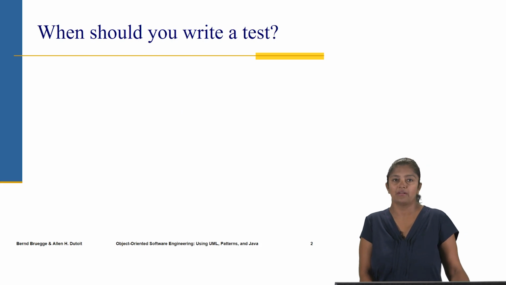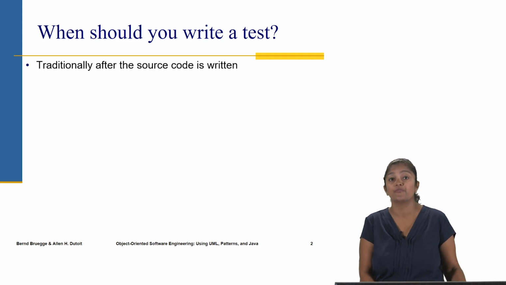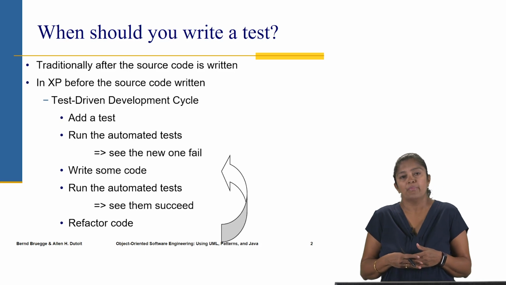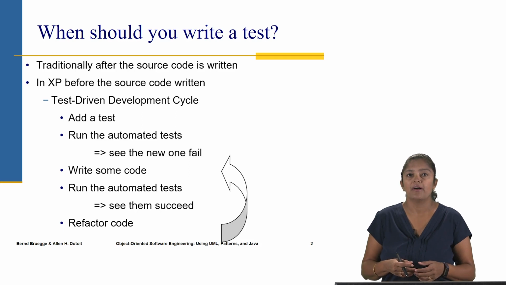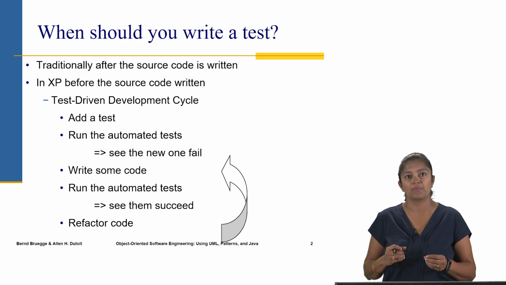Now, when should you write a test? Traditionally, it has been written after the source code is written. So first the program is written and then the corresponding tests are written. But in the modern era, with agile processes and specifically extreme programming, things have changed, and there is a methodology called test-driven development, where the tests are written first and then the actual program is written.